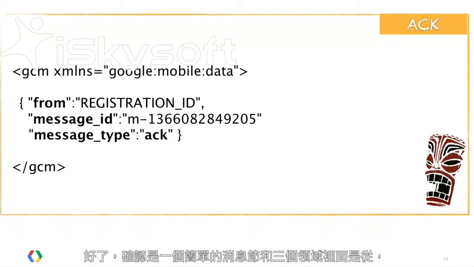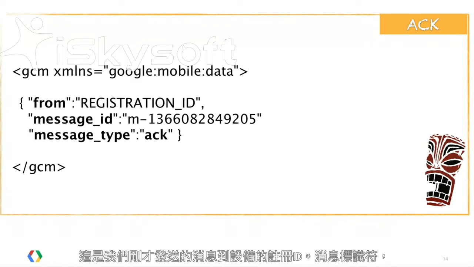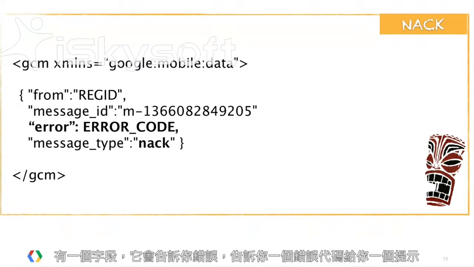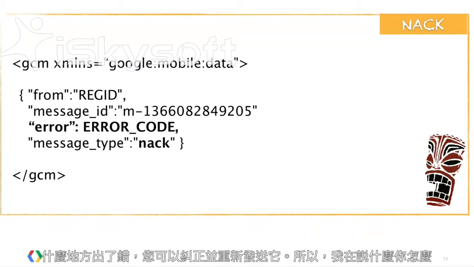Well, the acknowledgement is a simple message stanza, and the three fields inside are the from, which is the registration ID of the device we just sent the message to, the message identifier, which is what I just talked about, and the type is ACK. For the negative acknowledgement, there is an extra field, which is error, and tells you an error code that gives you a hint of what went wrong, so you can correct it and send it again.